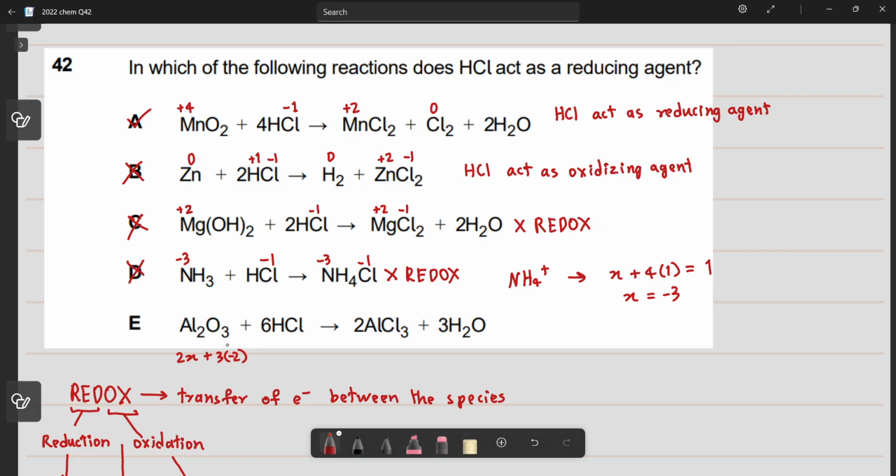The charge on the oxygen is basically -2 and the compound is neutral. So I'm going to simplify, and the value of x, which is the oxidation state on aluminium, is going to be +3. So it's +3 over here and also +3 over here, and it's -1 over here and -1. So this is also not a redox reaction because there's no transfer of electrons and no change in oxidation state at all. So this is how you solve this question. It's basically easy.